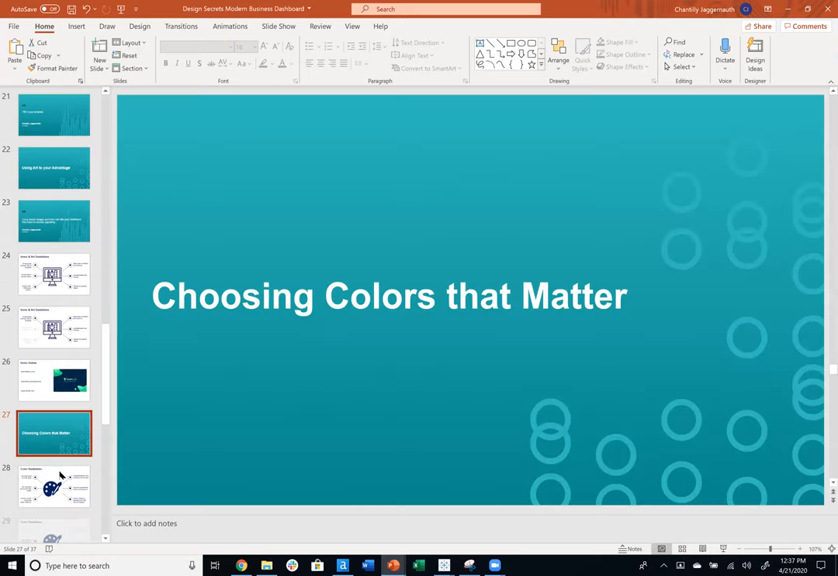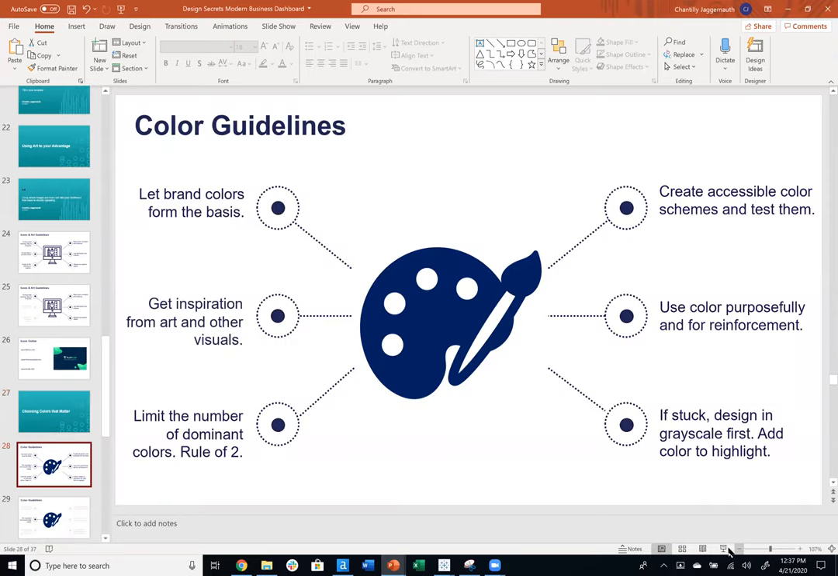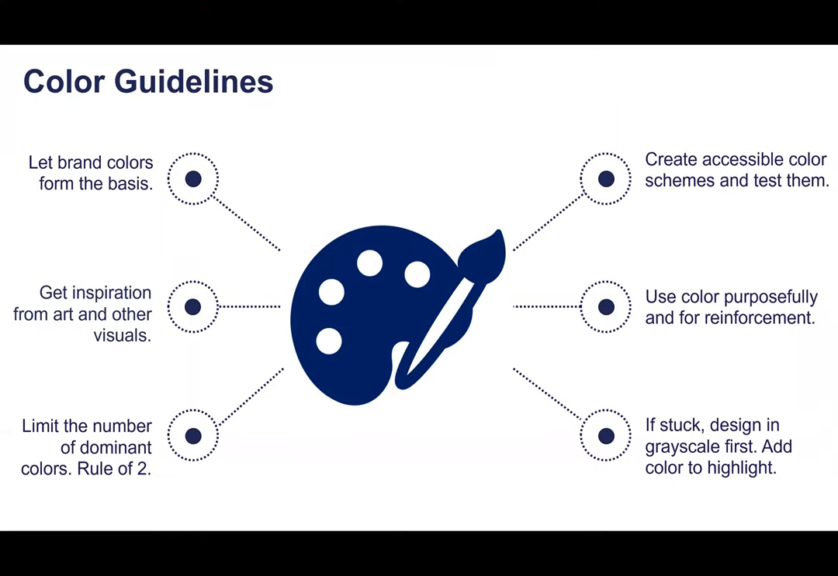So let's talk about choosing colors that matter. Whenever I'm coloring a dashboard, I typically start by letting the brand colors form the basis. In this instance, we're looking at a black and white dashboard, so every color on the dashboard needed to reflect either black or white. I also looked for inspiration from visuals and other art that's out there. You want to limit the number of dominant colors to two. You want to create accessible color schemes and test them. You want to use color purposefully and for reinforcement. And if stuck, design in grayscale first and add color to highlight.